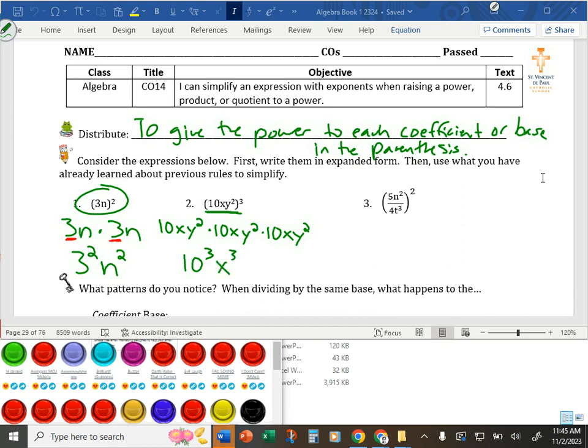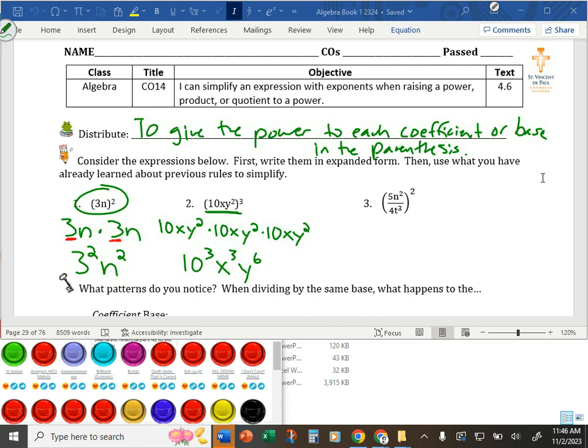6. Why 6? Because y is being squared. Each one of these represents 2 of them. Y squared is y times y, another y times y, and another y times y. So all told, how many y's do we have being multiplied together? We have 6 of them. Okay? 10 cubed, x cubed, y to the 6th.